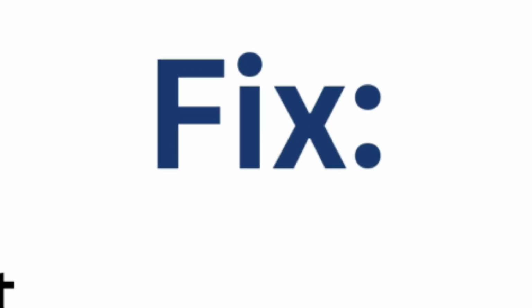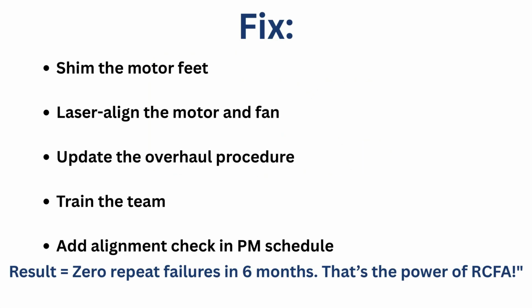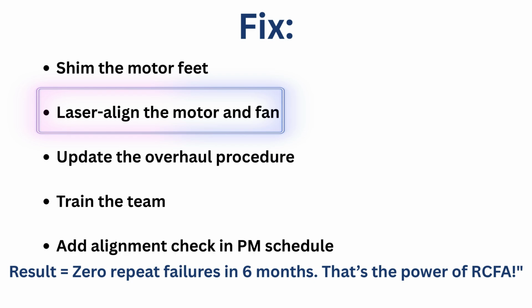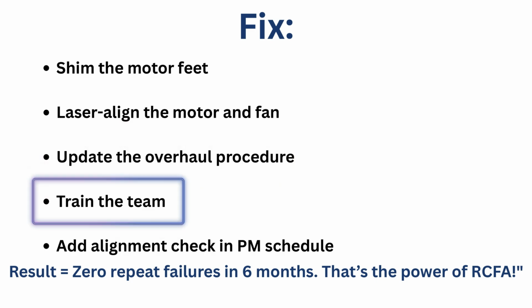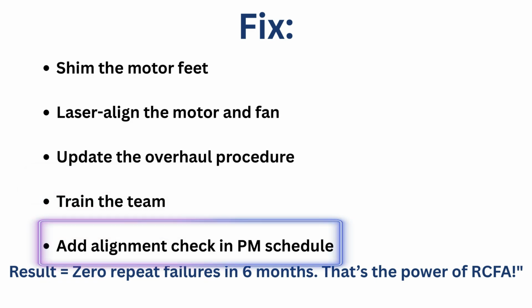So now what you will do is fix this. How will you fix this? Of course we will shim the motor, and we will perform the laser alignment between the motor and fan, and then we will update the overall procedure, right? Finished? No. One more thing we have to do. This should not happen again. Definitely the next thing we should do is train the team. We should certify the team, and we should add the alignment checks in our PM schedules. So this is how your complete cycle of RCFA got completed.